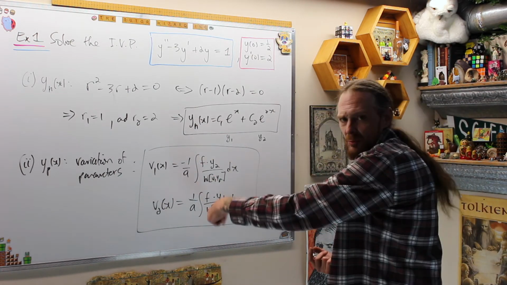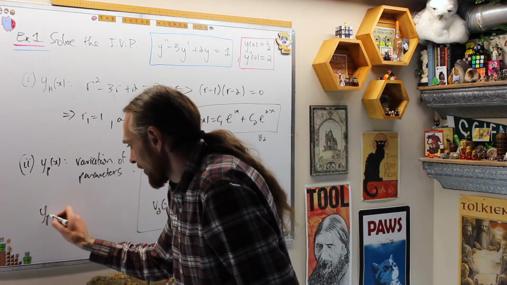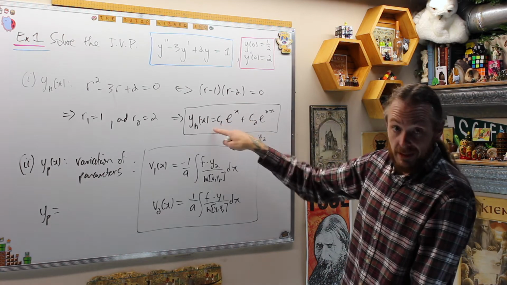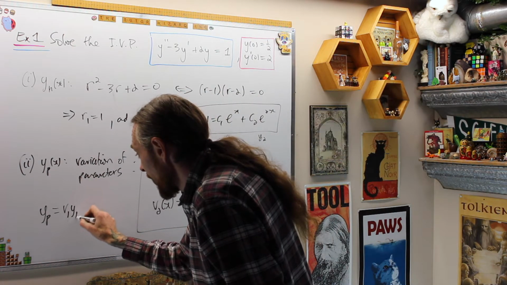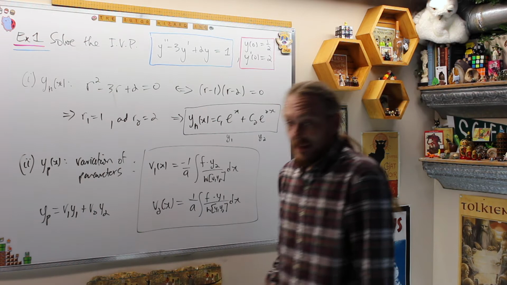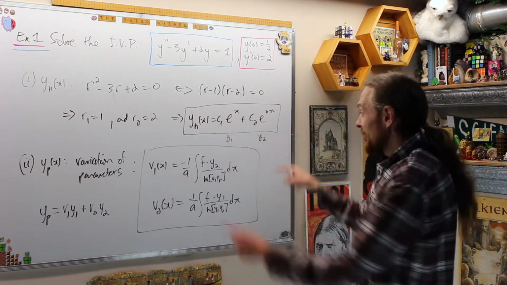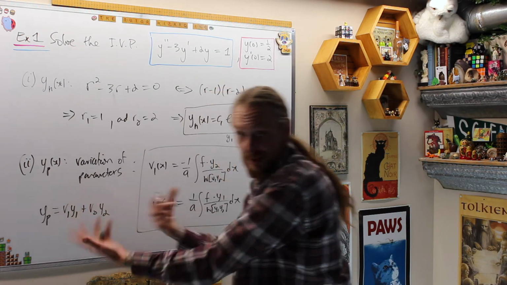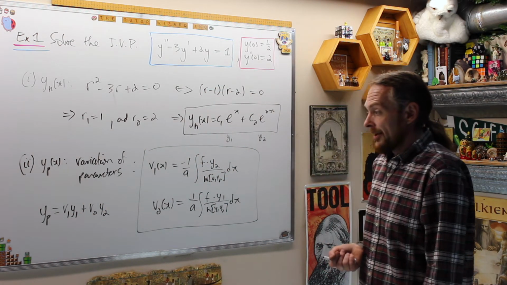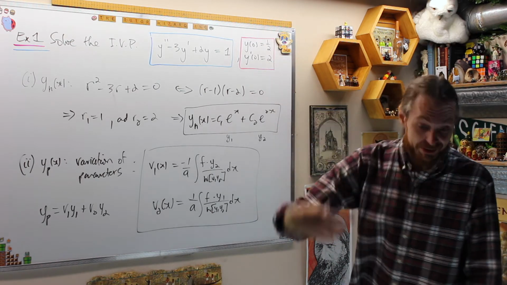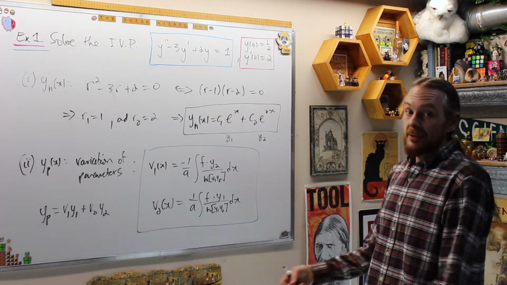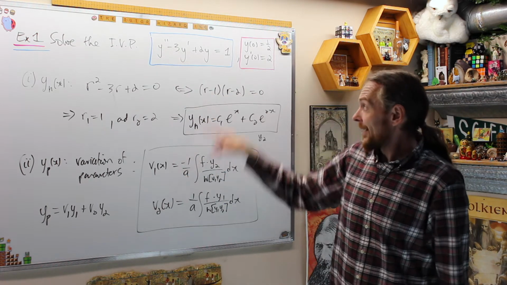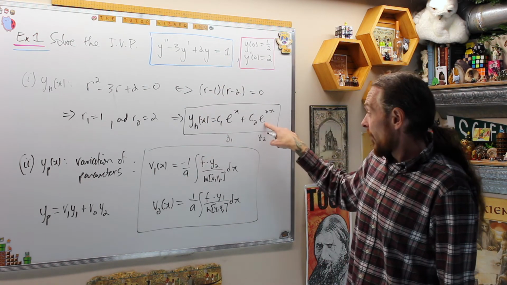And where's the role of these guys? That says that y particular, when we vary these parameters, will be v1 y1 plus v2 y2. Before we start, if you flip these, it's going to flip the roles of v1 and v2, so you're going to get the same function either way, up to a constant, but then when I use the initial conditions, it will be the same. Let's get to that. What do I need to compute this? I need the a, I need the f, I need y1 and y2.